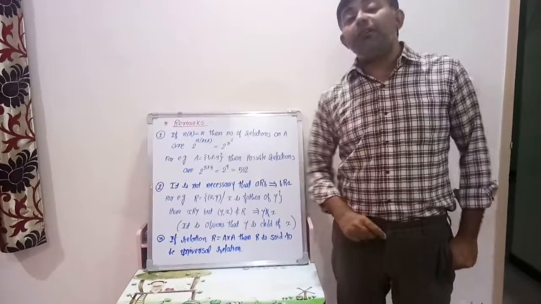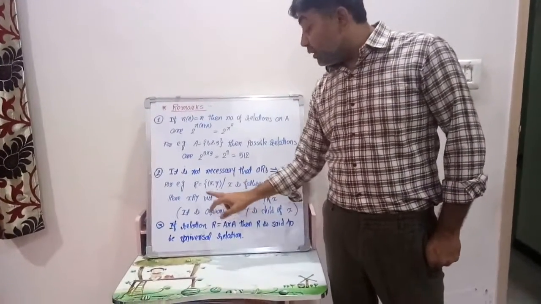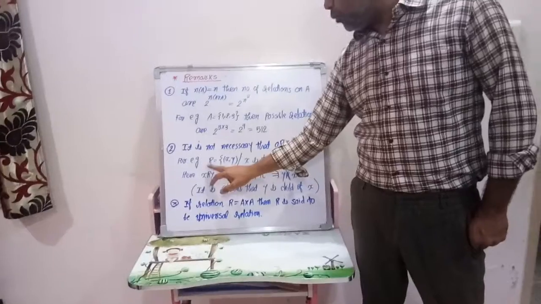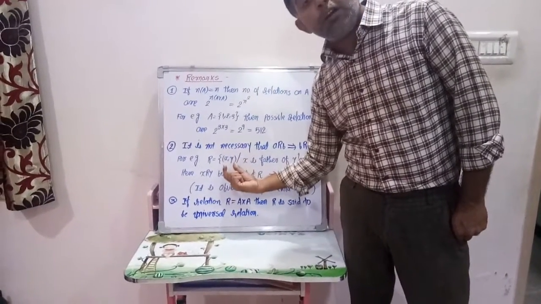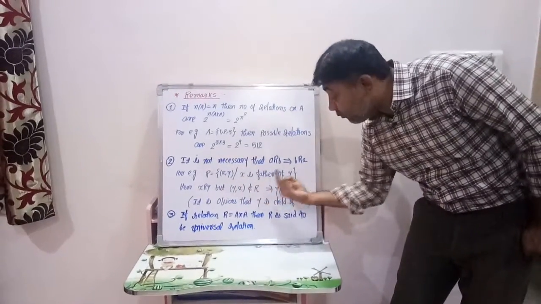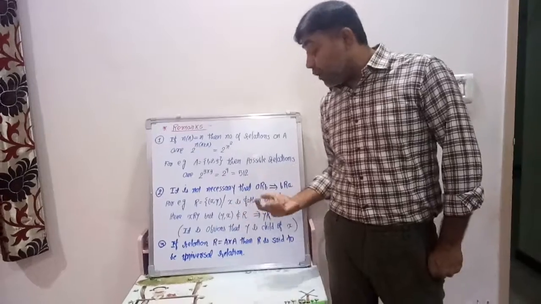Second thing, it is not necessary that if A is related to B, it implies B is related to A. This is very obvious. See one example. I just give here one very important example. R is the relation consisting of ordered pairs (x, y), where x is father of y. This is a social relation.